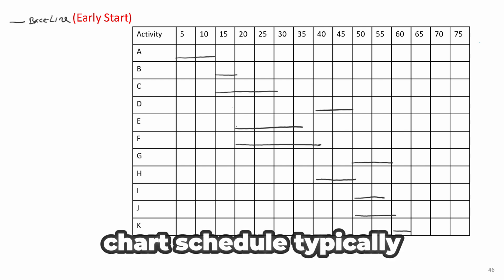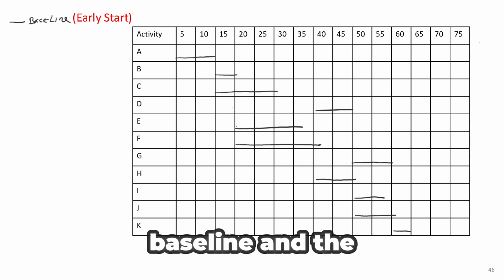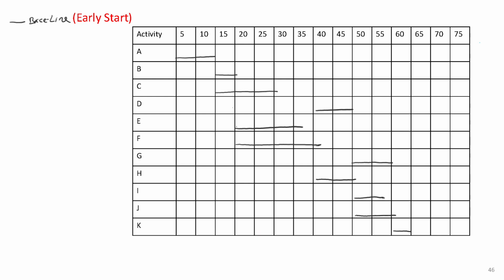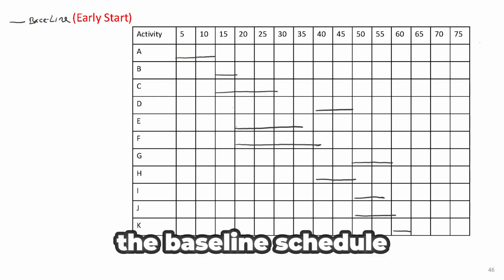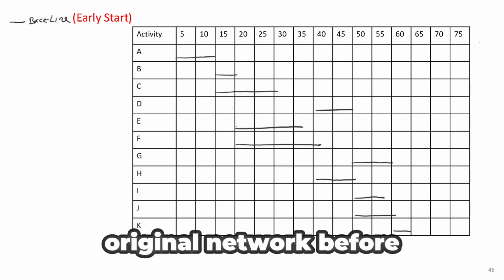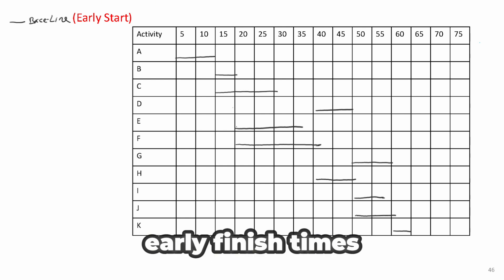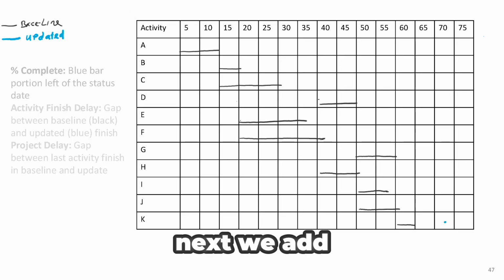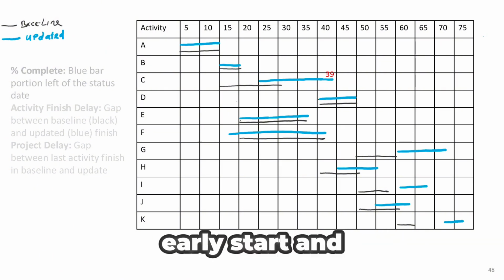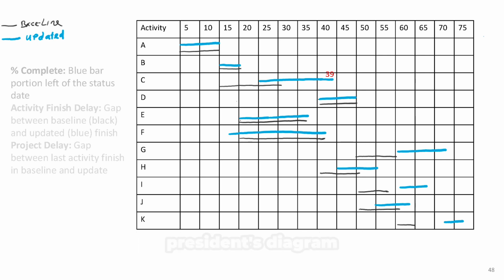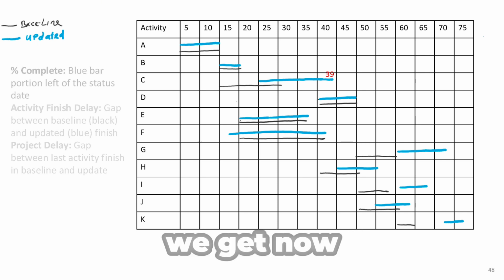An updated bar chart schedule typically includes both the baseline and the updated version on the same chart, making it easier to see changes and delays. First, we establish the baseline schedule. This represents the original network before any changes occur, based on the early start and early finish times from the initial plan. Next, we add the updated schedule. To do this, we plot the adjusted activity bars in blue, reflecting the revised early start and finish times from the updated precedence diagram. And here's what we get.